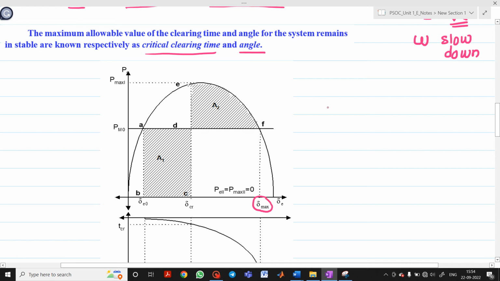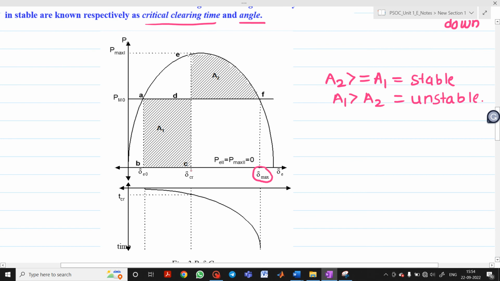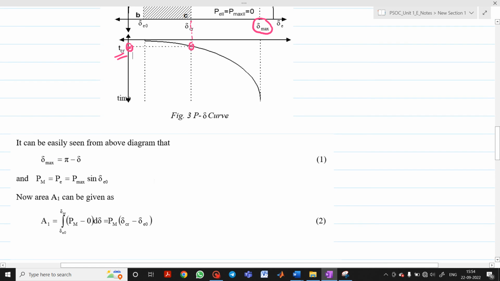Now here what you observe: if your area A2 is greater than or equal to area A1, then the system will be stable. And if your area A1 is greater than A2, then the system will be treated as unstable. This case we already discussed in the derivation of equal area criteria. If you take a dotted line here up to this curve, and if you take a dotted line here, then whatever point you get on the time axis is nothing but your critical clearing time, that is TCR.